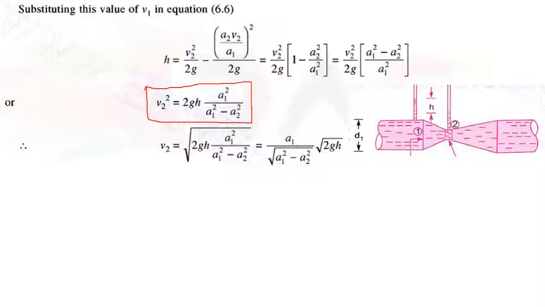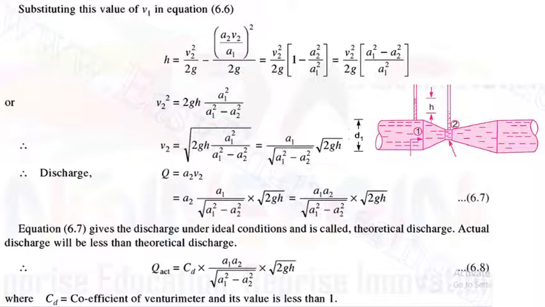So this becomes the square root of 2gh into A1 divided by the square root of A1 square minus A2 square. Okay, that is the expression of V2. So discharge Q is given by A2 into V2, right? We can substitute for V2 here, V2 we have got from this equation.